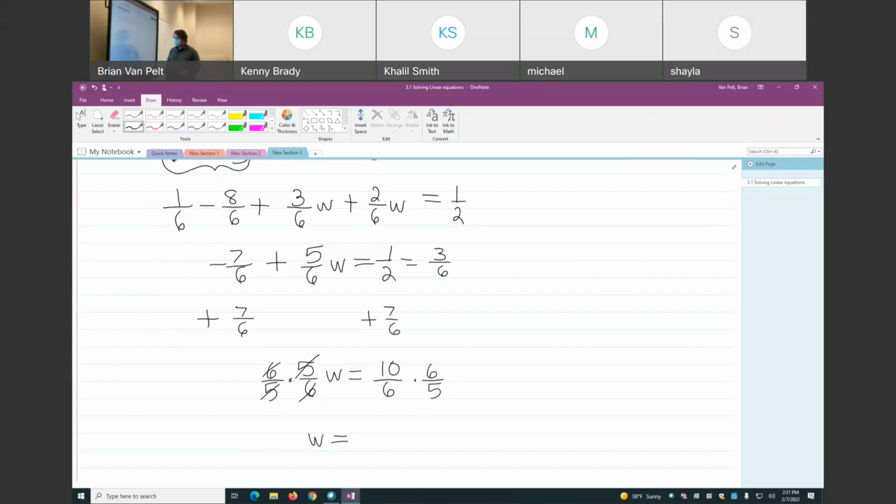On the right, we can do some simplifying. So these 6's will go away. 5 will go into 10 twice, leaving us with just W as the answer.